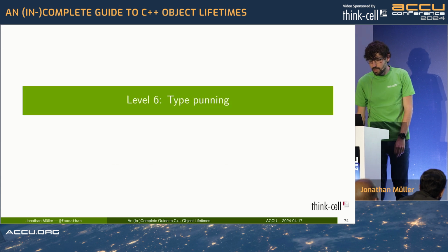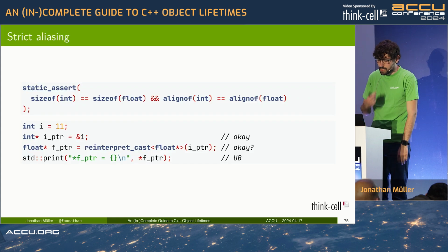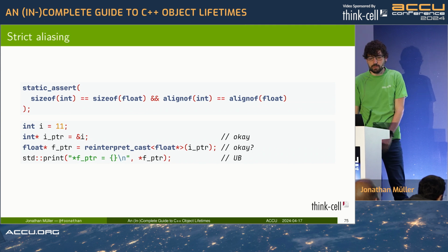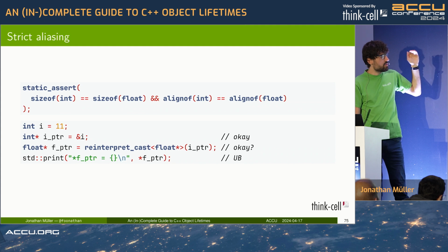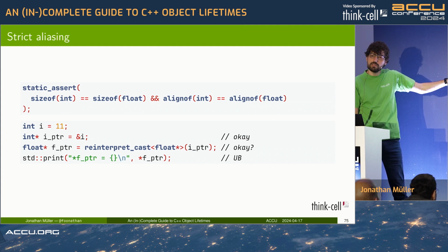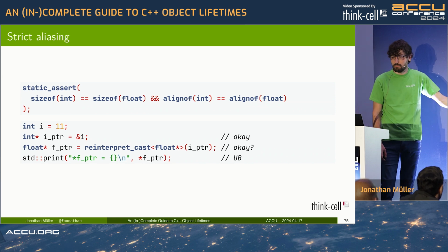So with that in mind, we can look at type punning. We are assuming for the remainder of this section, int and float are the same storage as before. We've got an int object, we create a pointer to it. This is fine. Then we've got a float, then we reinterpret cast that pointer to float. That one is also fine. The problem is the last line where we dereference the float pointer.